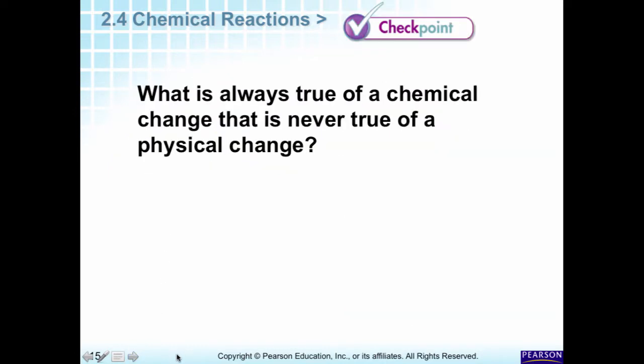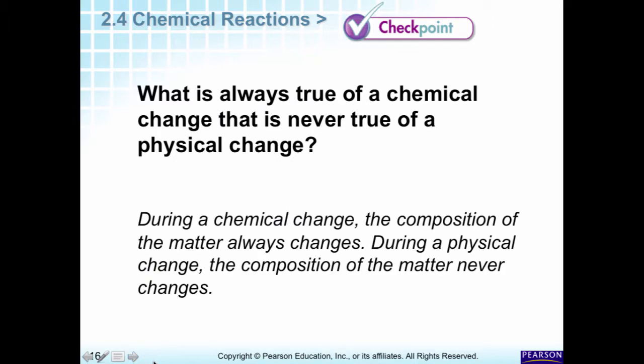What is always true of a chemical change that is never true of a physical change? Okay, we've been saying this. Chemical change, composition changes. Physical change, never. Composition never changes.